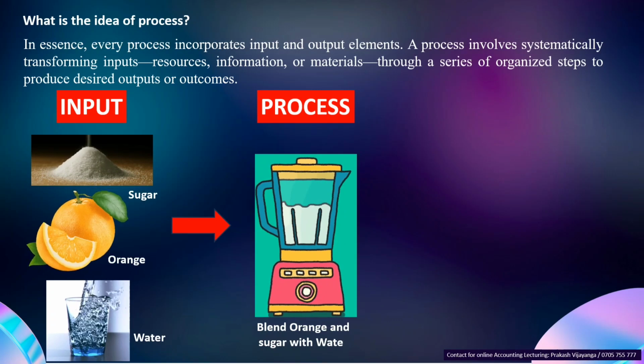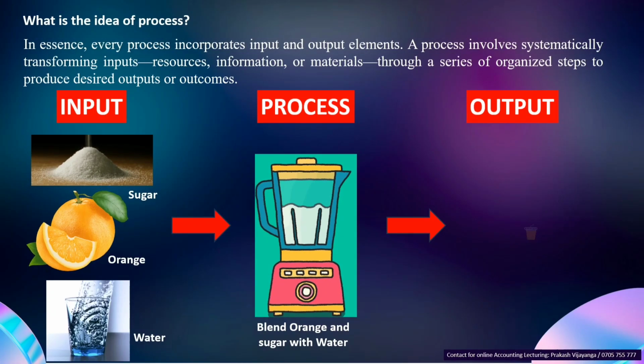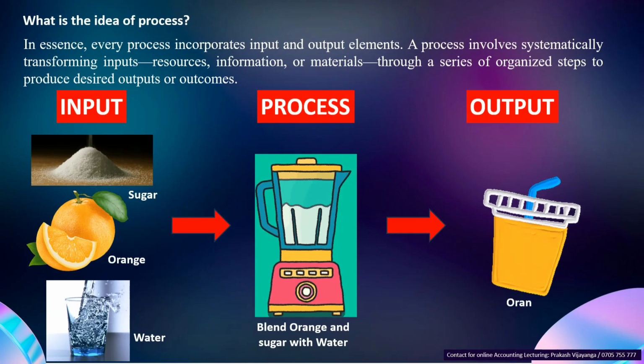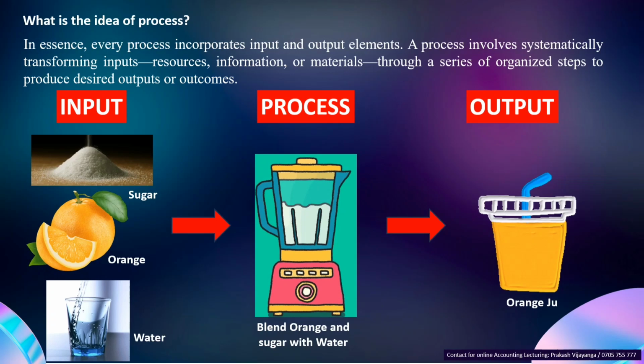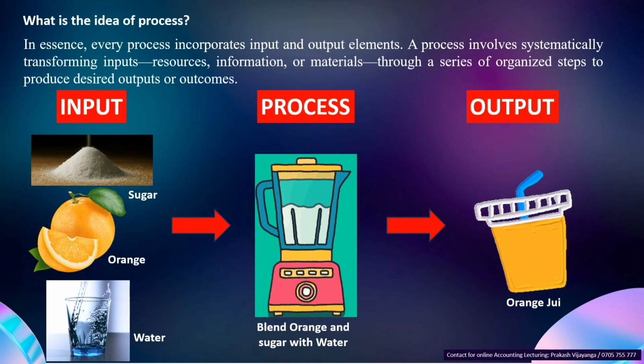Now it's time to blend it all together. Make sure to blend until you achieve a smooth and frothy texture. And now we have it: homemade fresh orange juice as the outcome of the process. Look at that vibrant color. Now I think you have a better understanding of process.